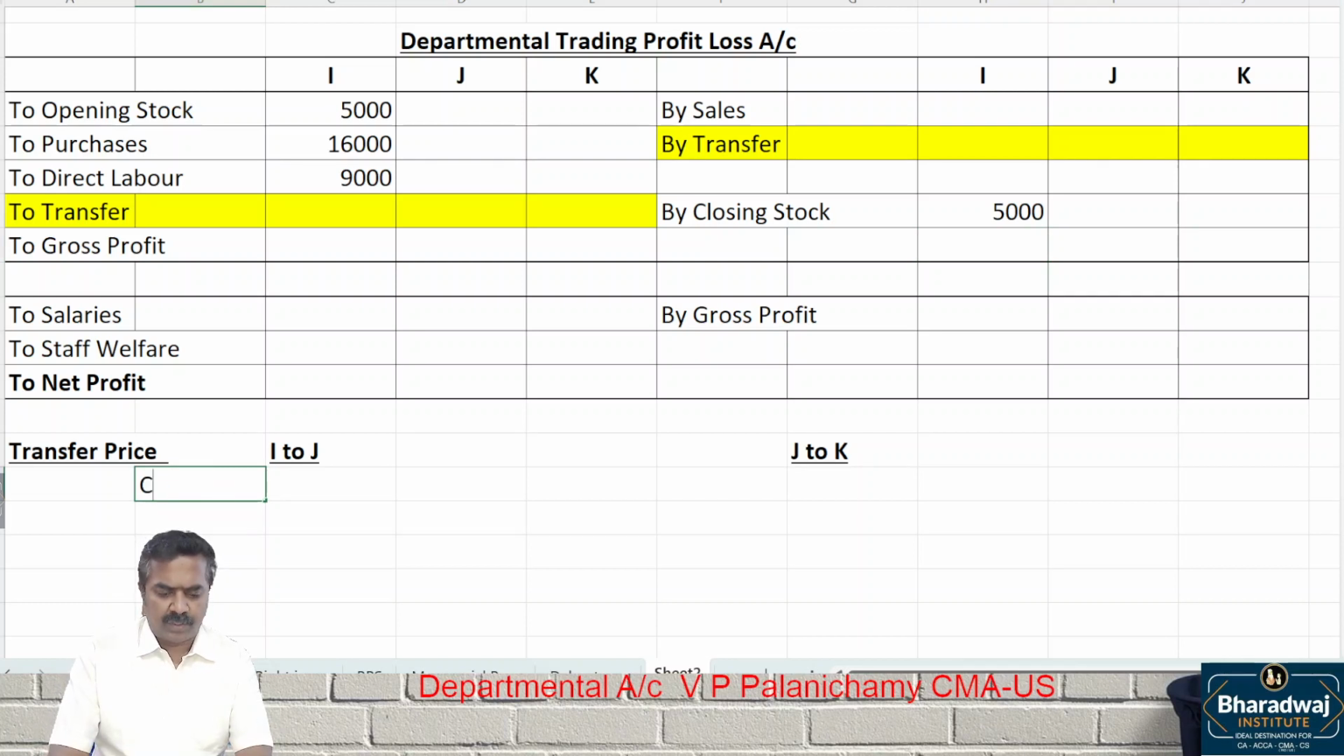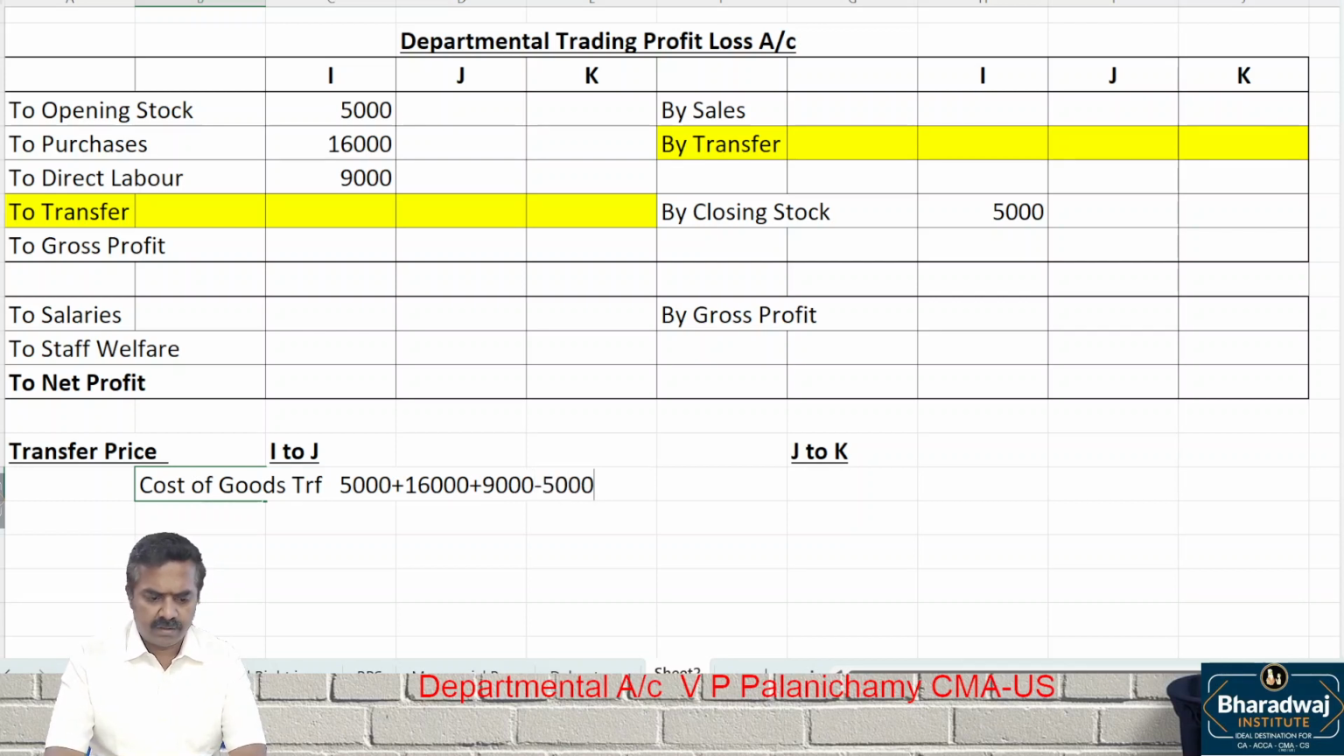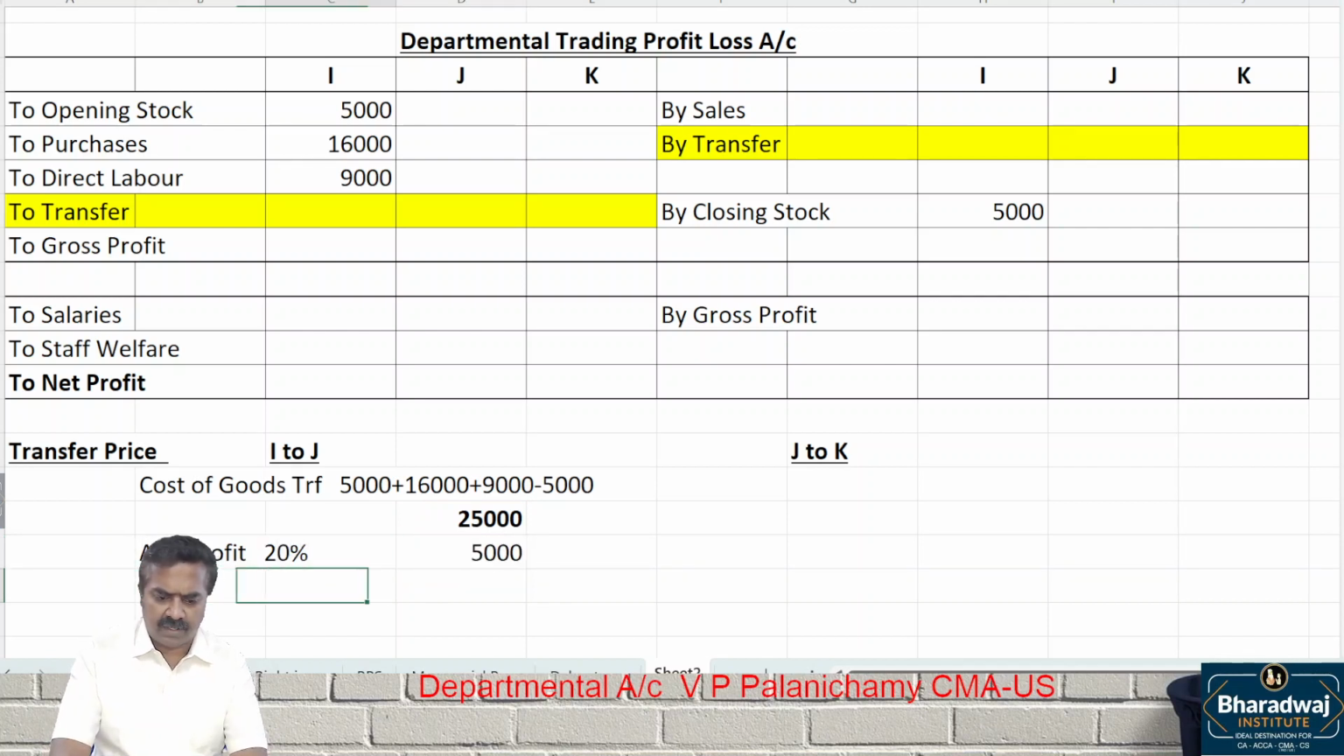What is the cost of goods sold for the department? 55,000. Nothing but opening stock plus direct material plus direct labor minus closing stock. What is the cost of goods transferred? 25,000 வரும். இதுல profit margin எவ்வளவு ஆட் பண்றாங்க? 20%. Profit 20%. This you would have definitely done in costing, but we have not done in accounts.